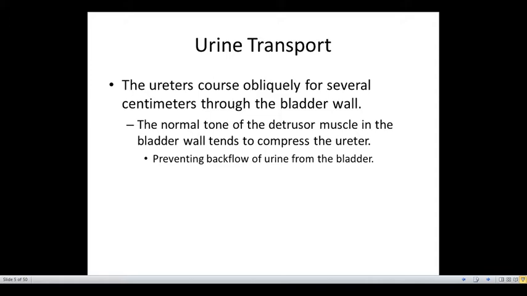The ureters course obliquely for several centimeters through the bladder wall. The normal tone of the detrusor muscle in the bladder wall tends to compress the ureter, therefore preventing backflow of urine from the bladder.